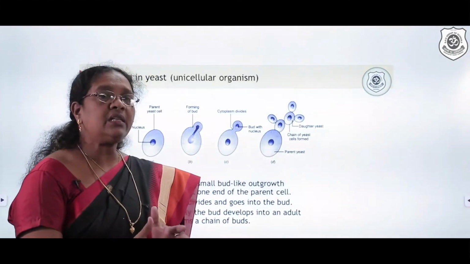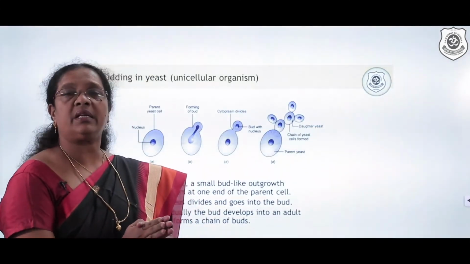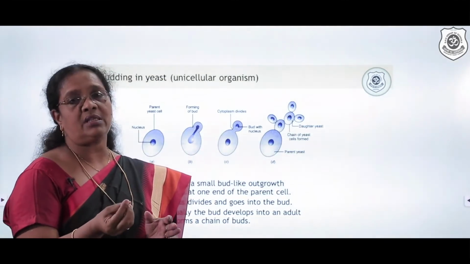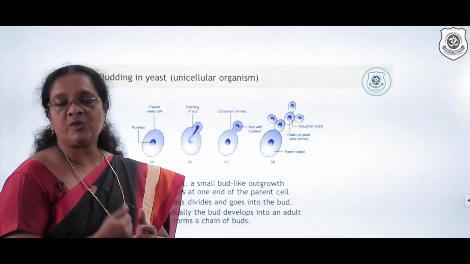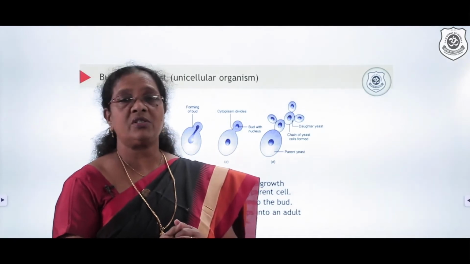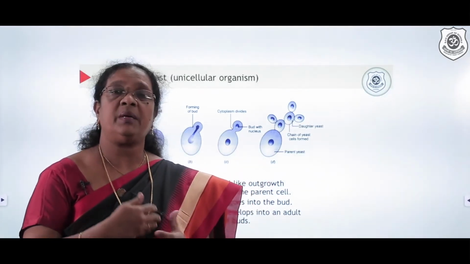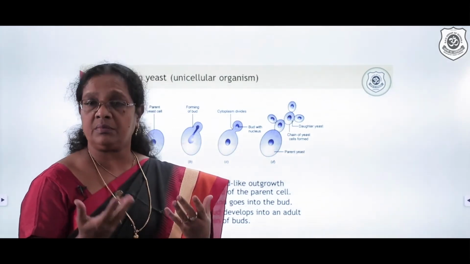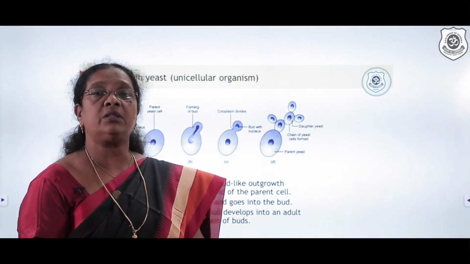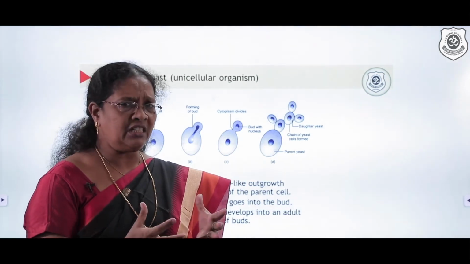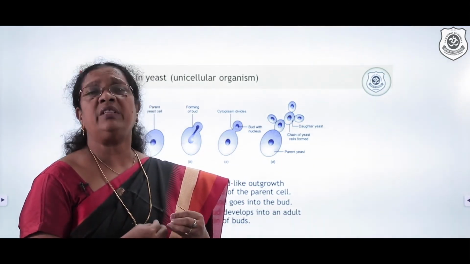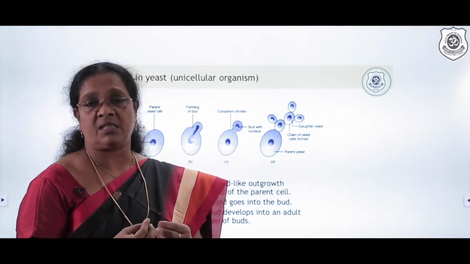Budding is not only seen in multicellular organisms like hydra. It can also be observed in unicellular organisms like yeast. Most of you will know about yeast because in your house, if your mother is making some food like appam, or in bakeries where they make bread, definitely they use yeast, which is considered a unicellular organism. So they can reproduce much faster.